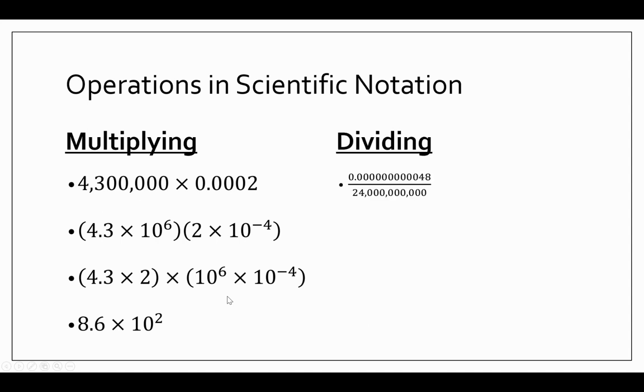In dividing, similar kind of concept. Yo, that looks really scary. However, I can turn this into 4.8 times 10 to the negative 11. I'm moving this decimal to the right 11 spots over 2.4 times 10 to the 10. So I'm moving that decimal to the left 10 spots. And now I can do the same thing I did in the other spot. I take 4.8 divided by 2.4, and I'm multiplying all that by 10 to the negative 11 over 10 to the 10. So that's going to give me 2 times 10 to the negative 21 as my final answer.